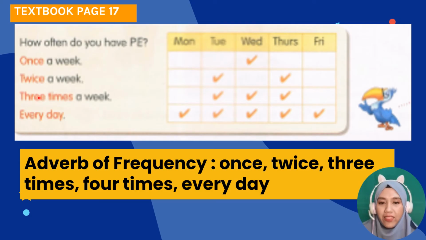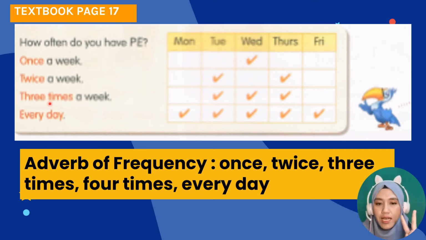If you look here at the red words, the words in red color, these words are adverb of frequency. Okay, did you remember our previous lesson? What is adverb of frequency? Adverb of frequency shows how often an action is being done, okay? Or how often you do the activity. So for this week, we are learning the words once, twice, 3 times, every day. Once means 1 time, twice means 2 times, then 3 times, 4 times, or every day.